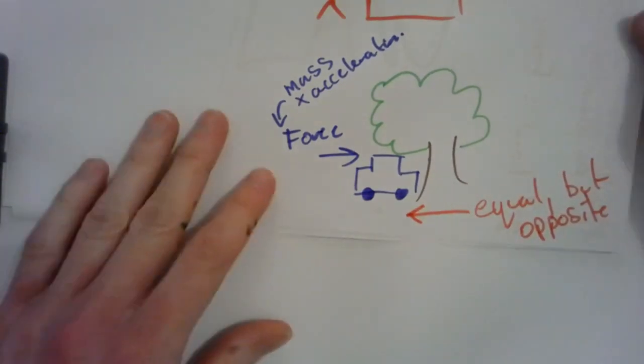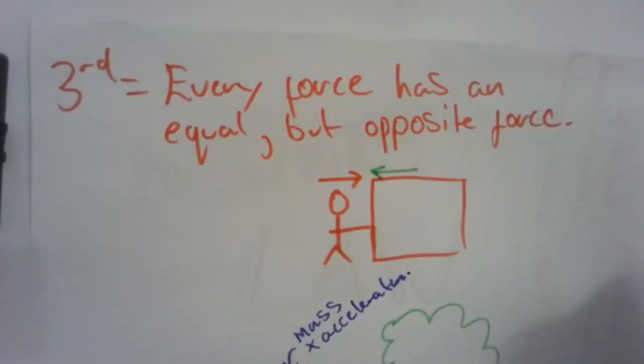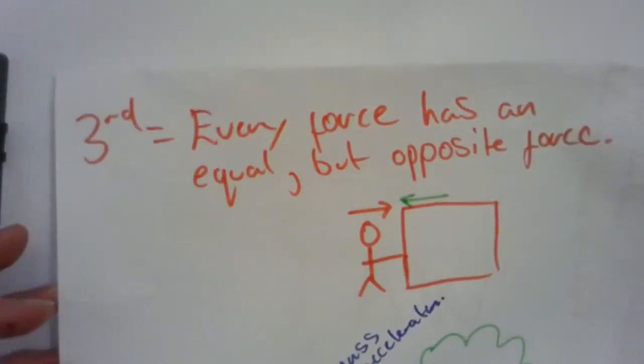And you could look at all of this and think to yourself, if this is true, if every object exerts an equal and opposite force, why do objects move? Why do we ever get movement? Why don't these forces just balance each other out and everything remains stationary forever? And it's because of this.